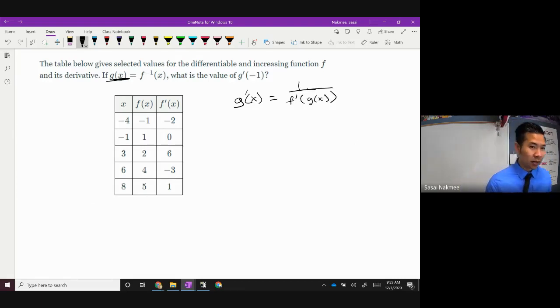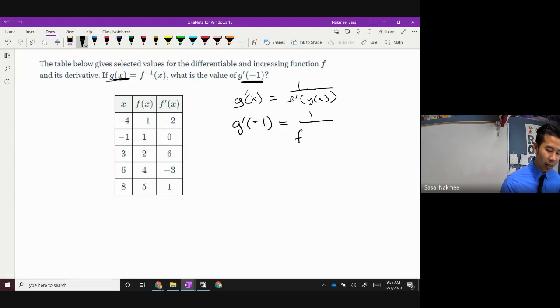Well, what does that necessarily mean? That means that since they're asking for g prime of -1, I just need to find out f prime of g of -1. Well, that leads me to my next part then. What is g of -1? What is that equal to?